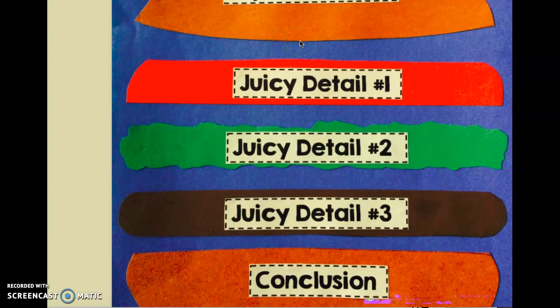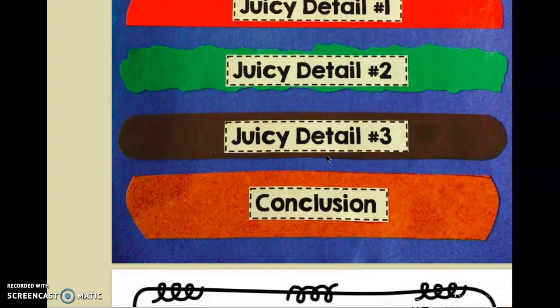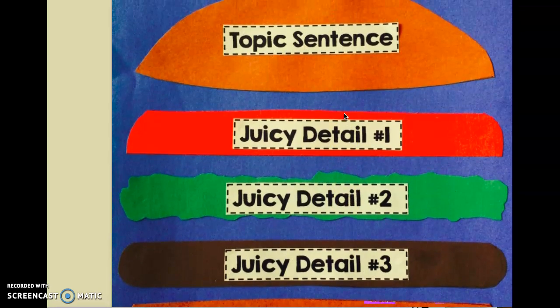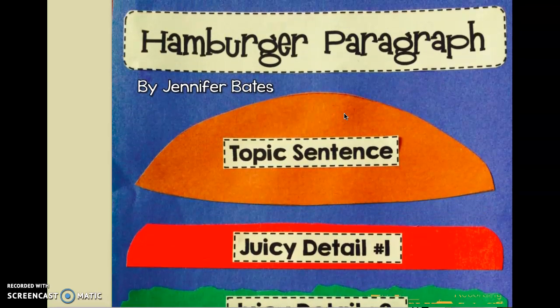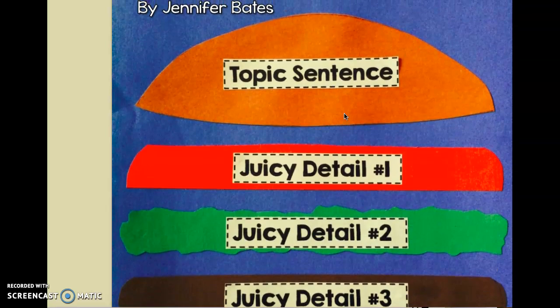So the first one might say, her name is Kobe. The second one could be, she has gray fur with black stripes. We can make it juicy, juicy. And then you can say, she sleeps in my bed with me at night. And then for a conclusion sentence, you can say something like, she is the best pet in the world. So we just made a paragraph using the hamburger paragraph formation.